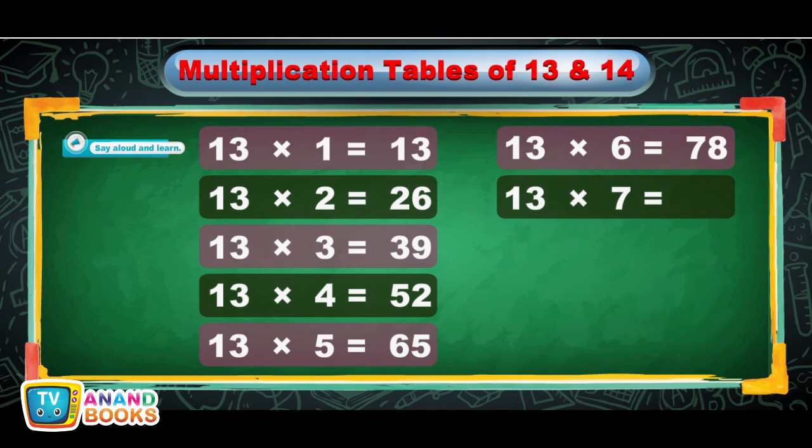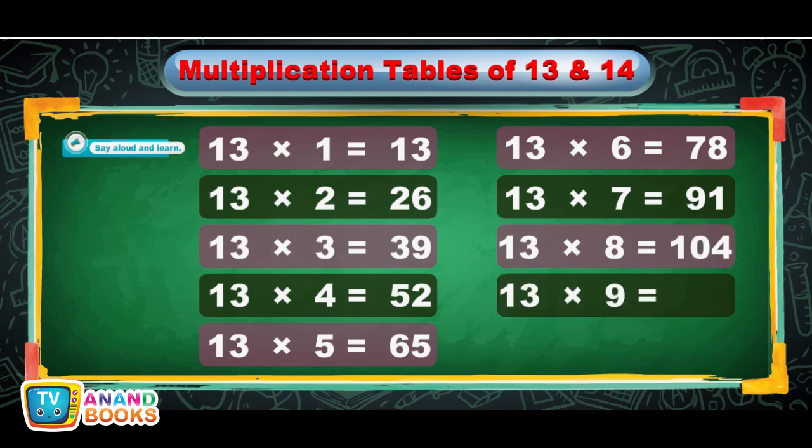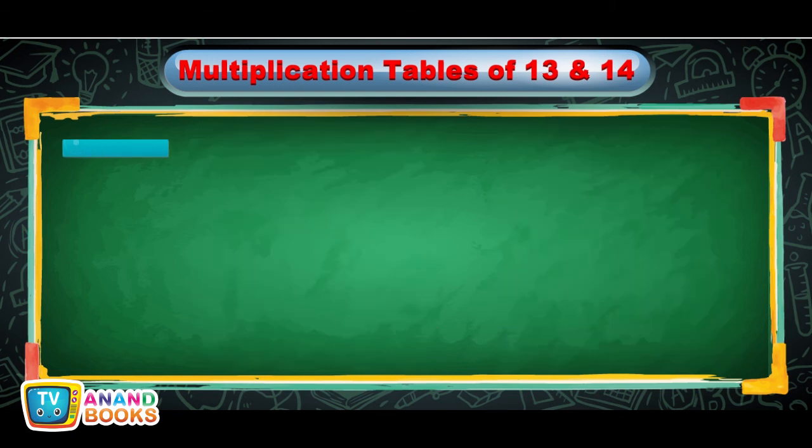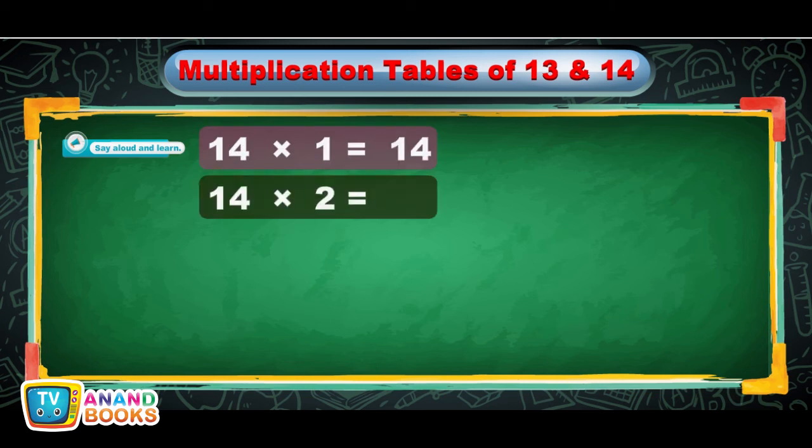13 sevens are 91. 13 eights are 104. 13 nines are 117. 13 tens are 130. Say aloud and learn. 14 ones are 14. 14 twos are 28. 14 threes are 42.